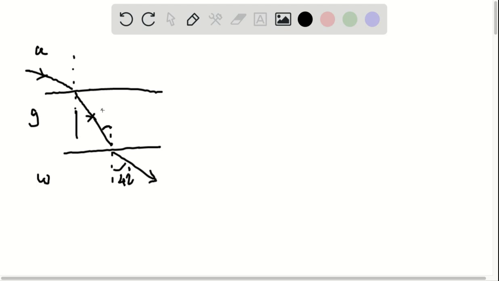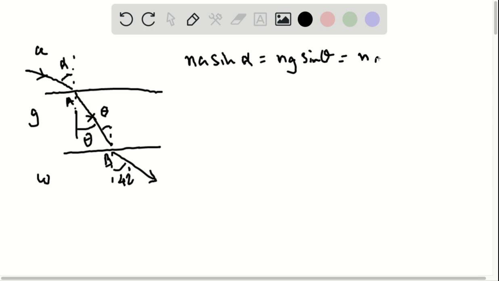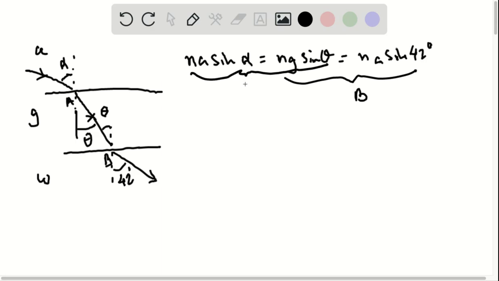Let's think this angle is theta, which means this angle is also theta, and this angle is alpha. This is point A and this is point B. So we will have n_a sine theta equals n_g sine alpha, n_g sine alpha equals n_w sine theta equals n_air sine 42 degrees. Now this part is the Snell's law at point B, and this part is the Snell's law at point A.